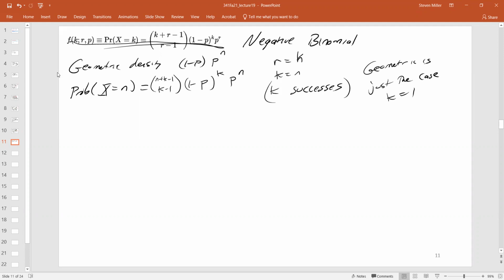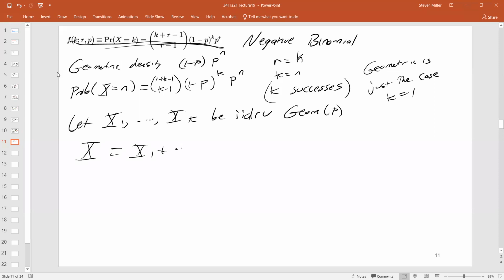So this is really, you could view this as the sum of k geometric random variables. So let X1 through Xk be IID RVs, independent identically distributed random variables, that will be geometric with parameter p. Then X is just X1 plus through Xk. So the negative binomial is actually just the sum of k geometrics.